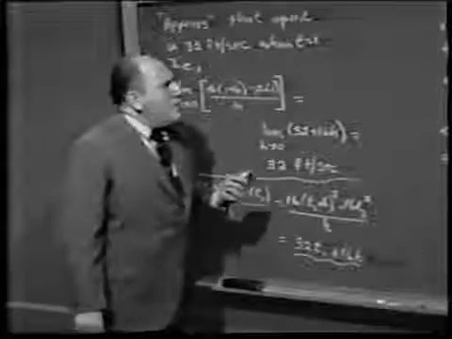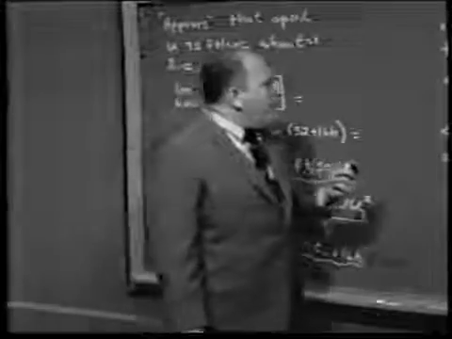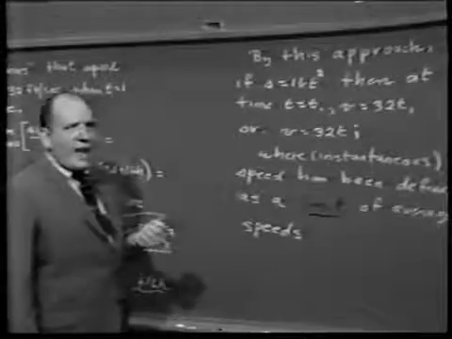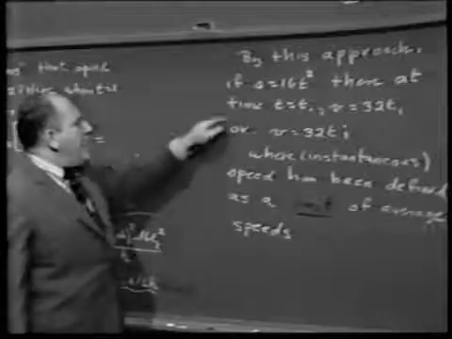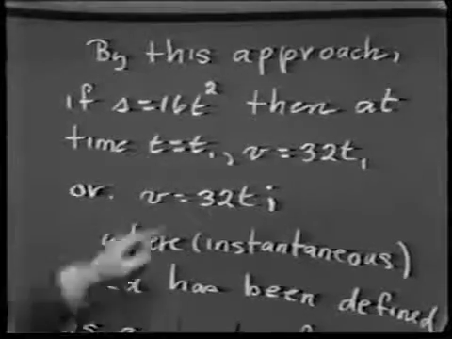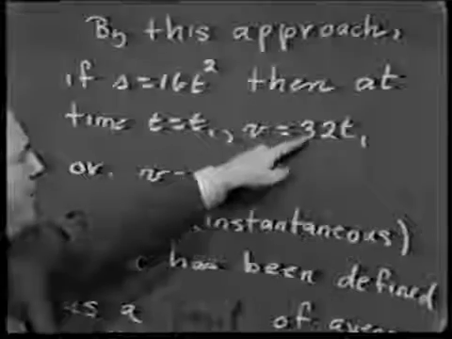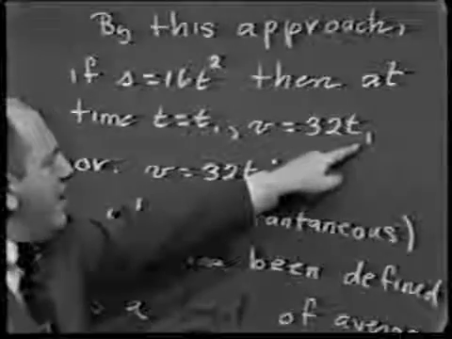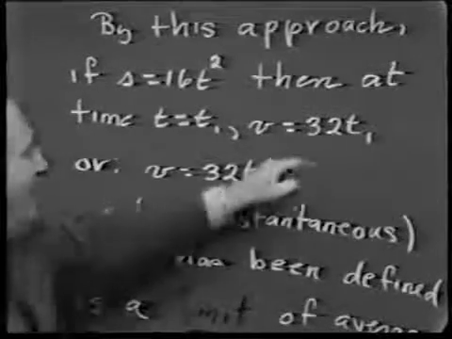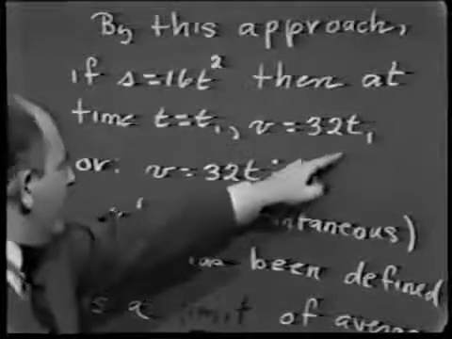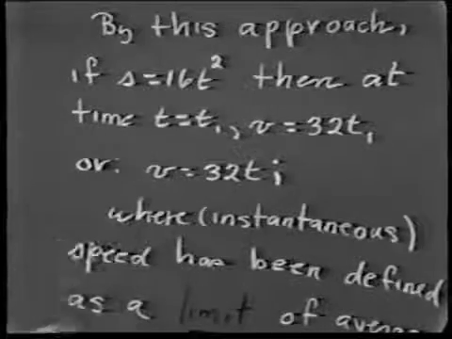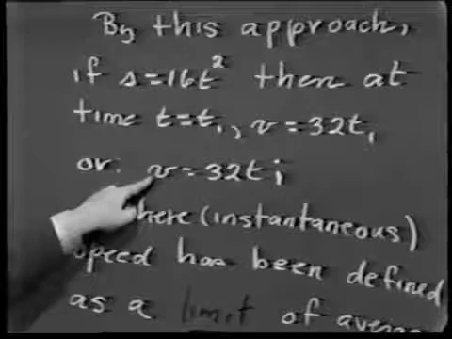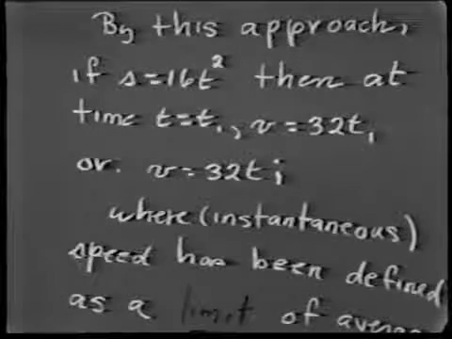At any rate, by this approach, it becomes clear then, if the equation of motion, the distance versus the time, is given by s equals 16t squared, then at time t equals t1, the instantaneous speed appears to be 32 times t1. And in fact, since t1 happens to be any arbitrary time that we choose, it is customary to drop the subscript and simply say, at any time t, our freely falling body in this case will have a speed given by 32t.